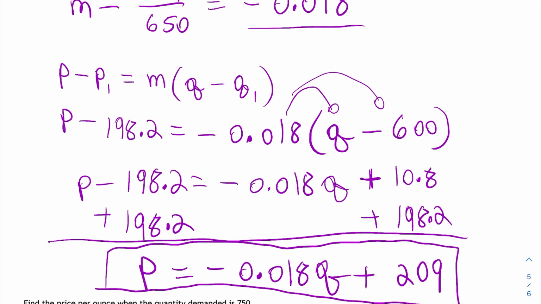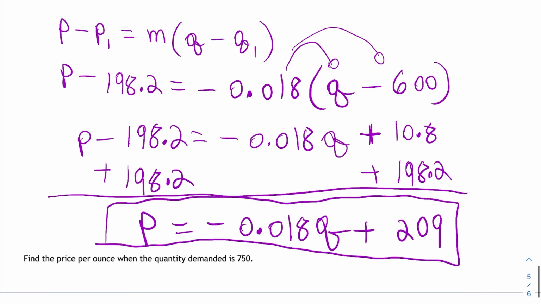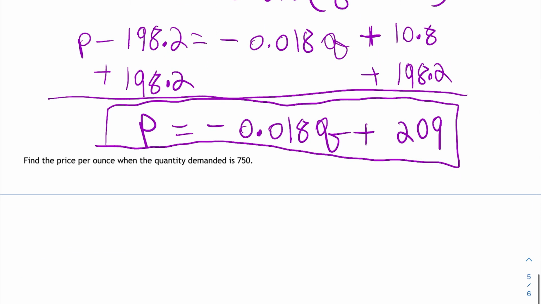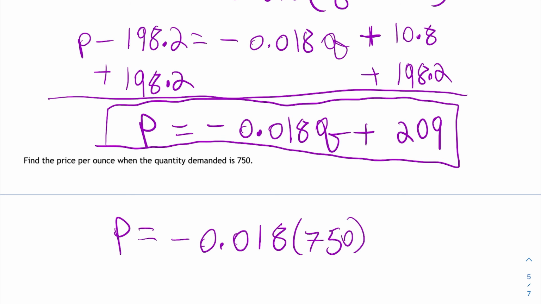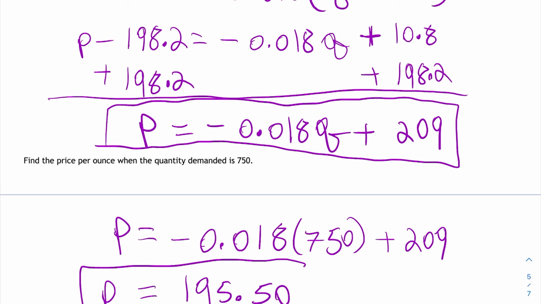Or actually, if you feed this the demand, it'll give you the price. So that's what this last question is. It says, find the price per ounce when the quantity demanded is 750. So what I'm doing there is finding the price when the quantity Q is 750. So this gives me the price of 195.50. So this is the price for which the quantity demanded is 750.